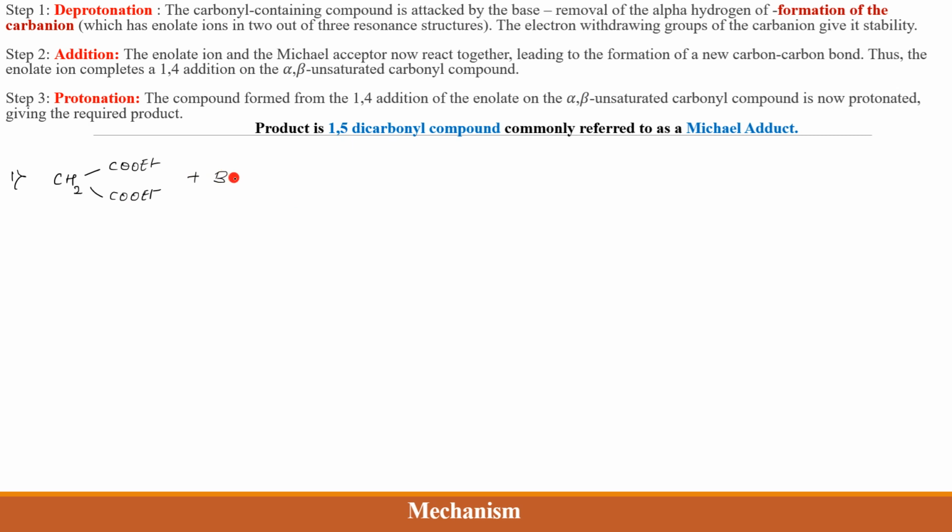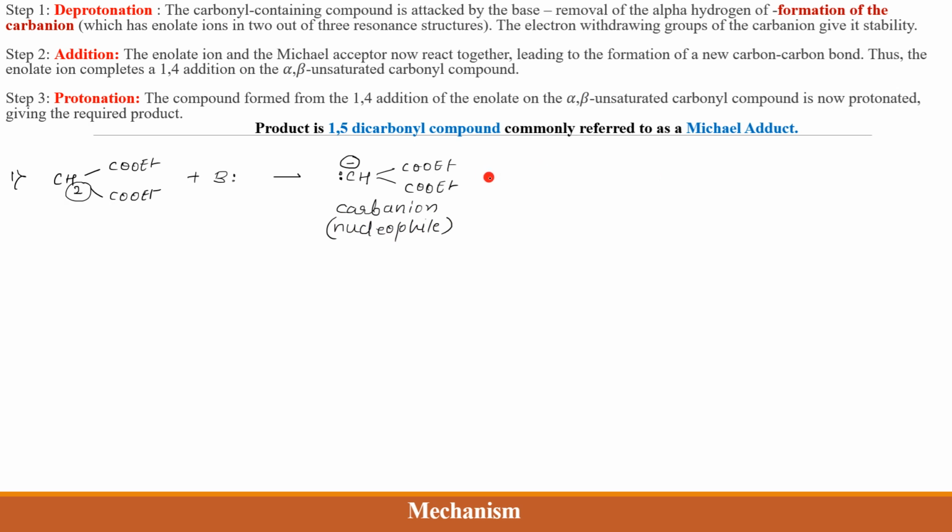So what will a base do? Base will abstract a proton. So now this proton, the base removes this proton. So what are you going to get? If hydrogen is removed, you're going to get a lone pair of electrons. Negative charge will be there. So this becomes nothing but a carbanion. What are we generating over here? This is a carbanion, and this is your attacking agent. Because it is negatively charged, this is your nucleophile which is going to attack. That is why we say this is a nucleophilic attack.